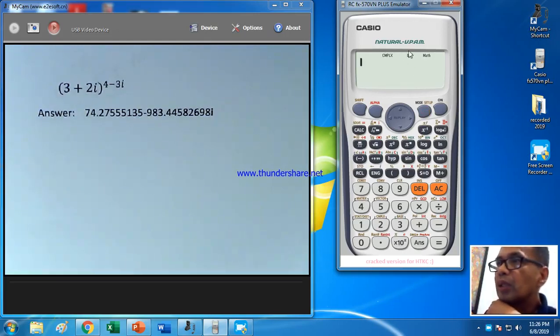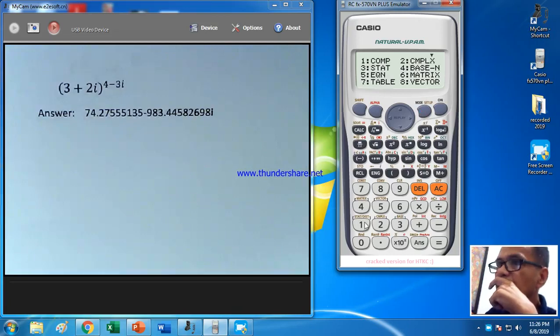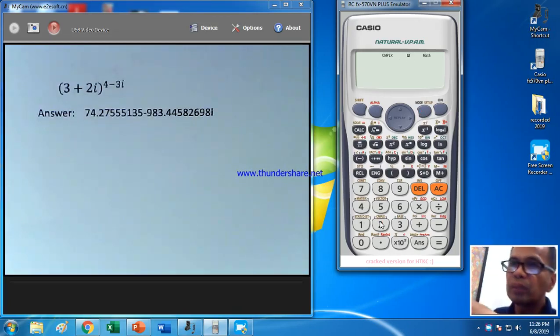Alright, first step is go to complex mode, mode 2. Make sure that you are in the radian mode. So here it is in the radian mode. If in case you do not know how to set the radian mode, enter shift mode 4. That's the radian mode. And then of course go to mode 2. That's the complex mode.